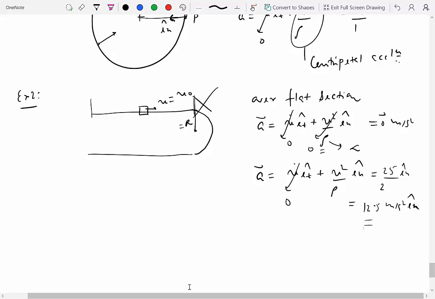There is a quantity called jerk, which is defined as the rate of change of acceleration. We talked about velocity defined as change in position over time. We talked about acceleration as change in velocity over time, but change of acceleration over time is defined as jerk.